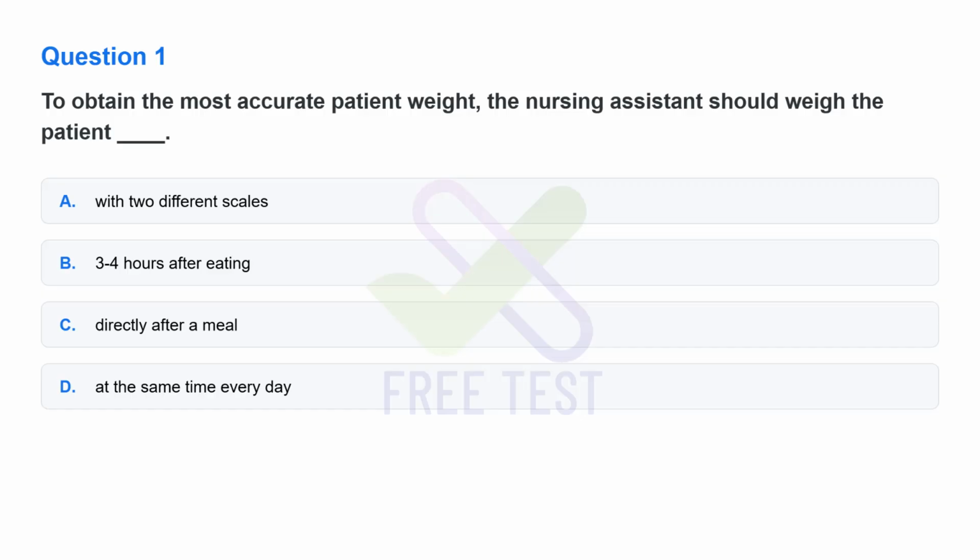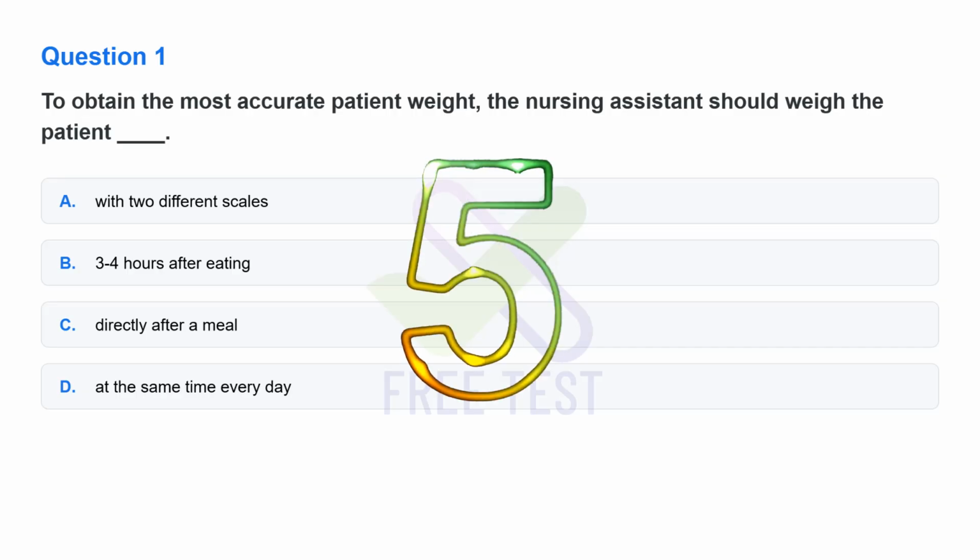Basic Nursing Skills Practice Test for the CNA. To obtain the most accurate patient weight, the nursing assistant should weigh the patient. A. With 2 different scales. B. 3 to 4 hours after eating. C. Directly after a meal. D. At the same time every day.